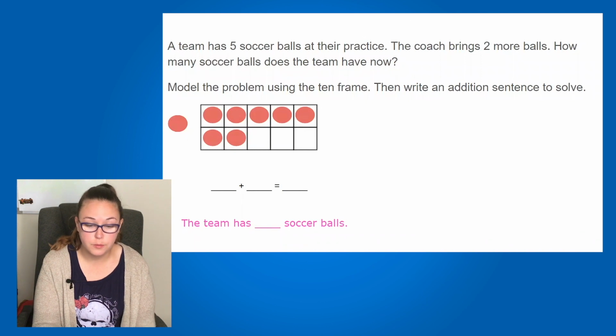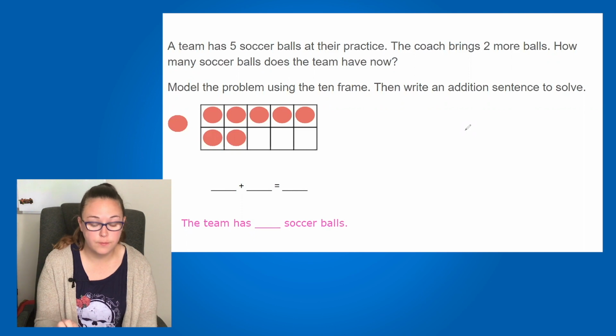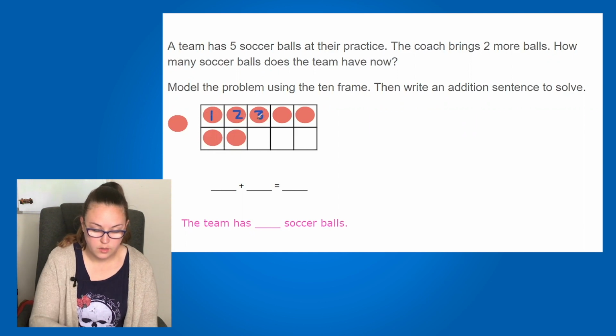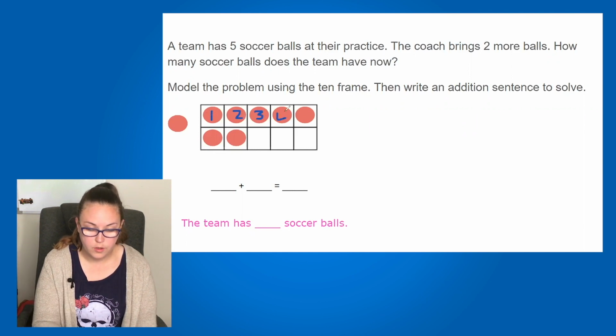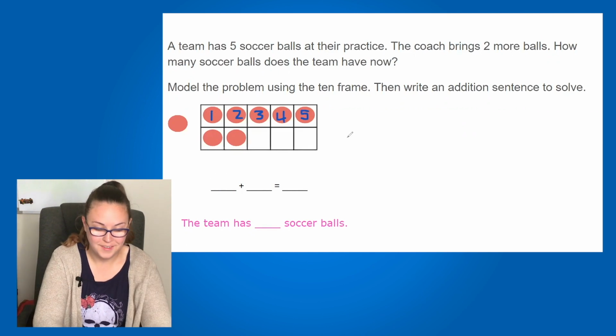Well, we look at the first row and we say, how many counters are in the first row of the table? Well, we know that a full row on a 10 frame means that there are 5 counters. We're going to go ahead and count them individually to make sure. 1, 2, 3, 4, and 5. So in one full row of a 10 frame, there are 5 counters. Whoops, I'm going to undo that and try again.